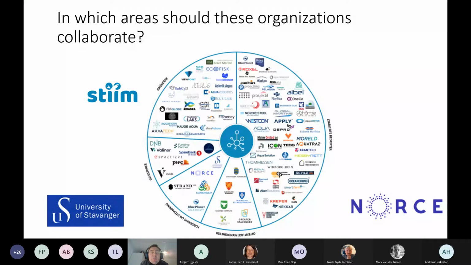And when I show these, I show STIIM with its impressive membership, and University of Stavanger and Norse, it's because most of the actors here today in this seminar are from or involved with these organizations. So we need to have a good discussion about how we proceed and where we can take position in competition with other organizations in other regions in Norway and internationally. Thank you.